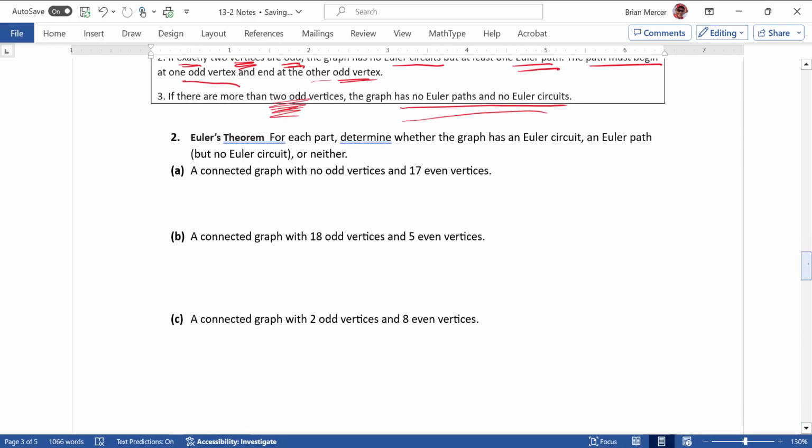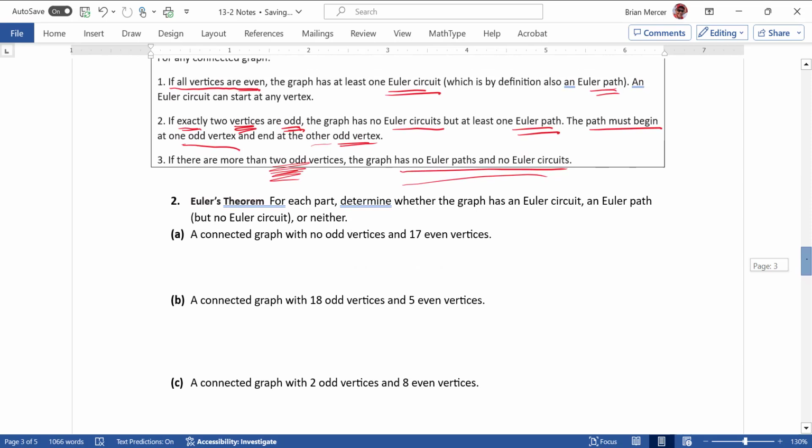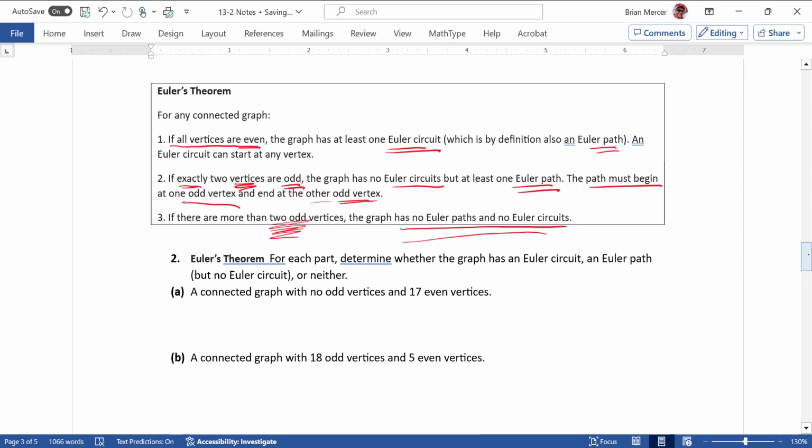So I'll scroll back and forth. If you've got no odds and 17 evens, then, applying Euler's theorem, we're supposed to determine whether it has an Euler circuit, an Euler path but no Euler circuit, or neither. So which of these are we going after? And if you know that you have a connected graph, and by the way, that little word gets overlooked sometimes, so it's got to be connected. If it's not connected, then obviously you can't draw a line to connect the vertices.